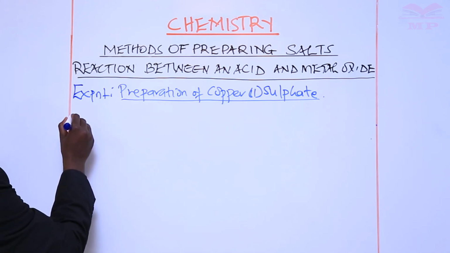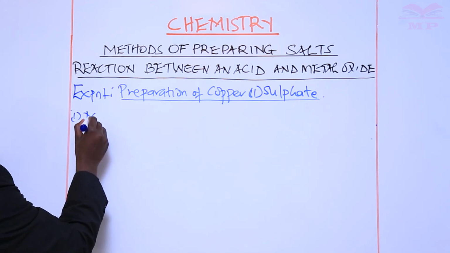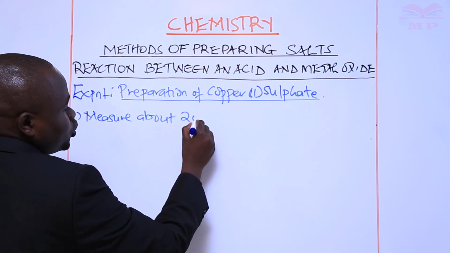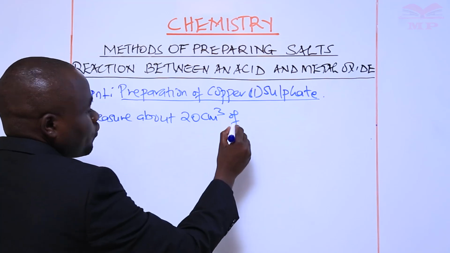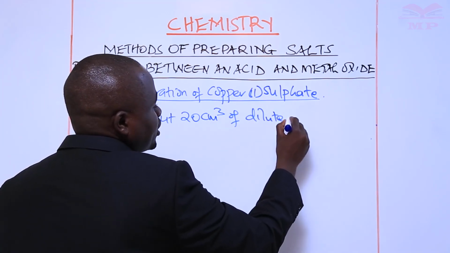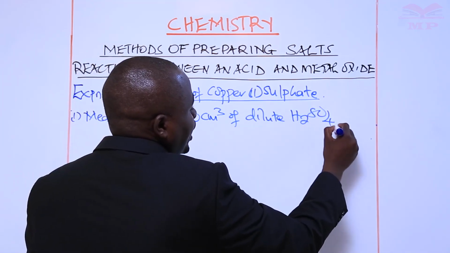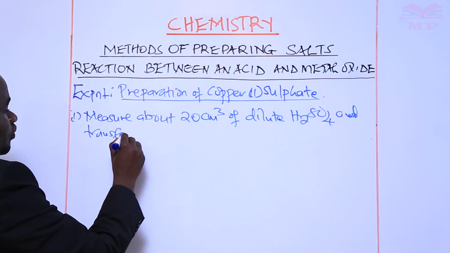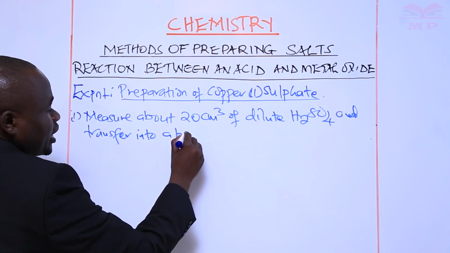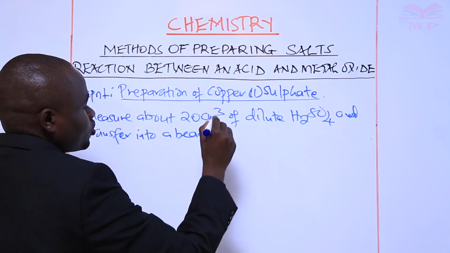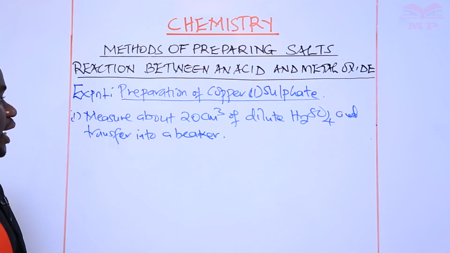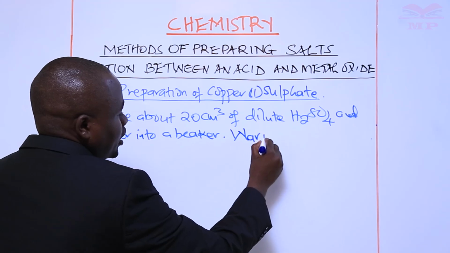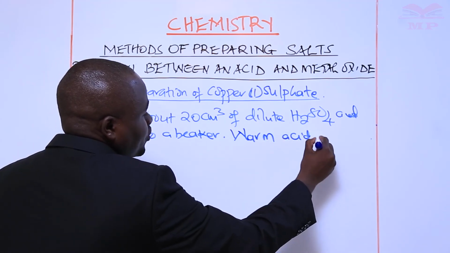So our procedure is as follows. You measure about 20 centimeters cubed of dilute sulfuric acid and transfer it into a beaker. Of course we measure using a measuring cylinder, and then after that you warm the acid just for a few minutes.